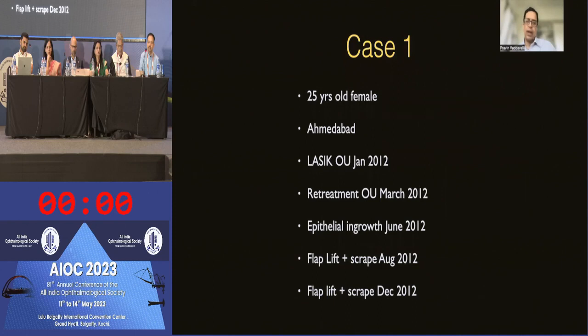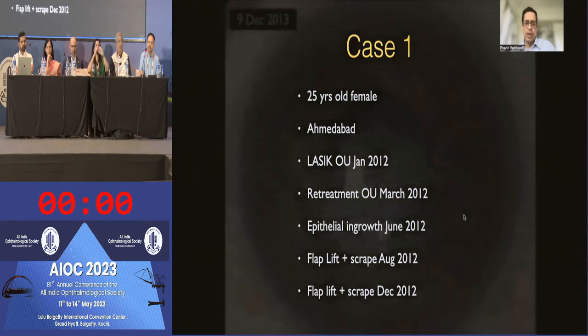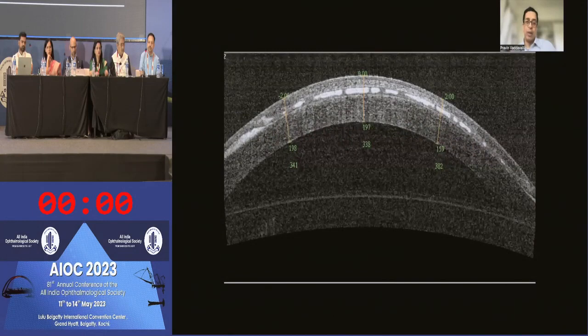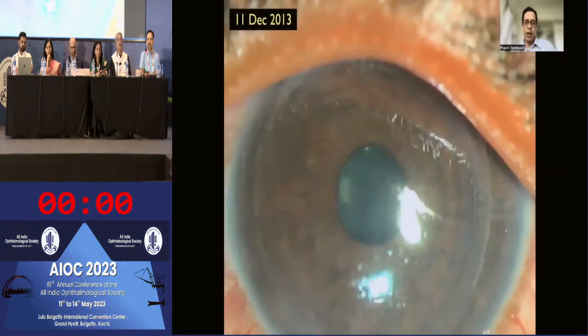So very quickly, I'd like to share a case with you where we did femtosecond assisted anterior lamellar keratoplasty. This is a patient who had microkeratome LASIK and then epithelial ingrowth, underwent debridement and flap lift and removed the ingrowth a couple of times, but the patient had recurrent ingrowth and the ingrowth was quite deep. And since the surface was quite smooth, we decided that we were going to do a FALK for her.